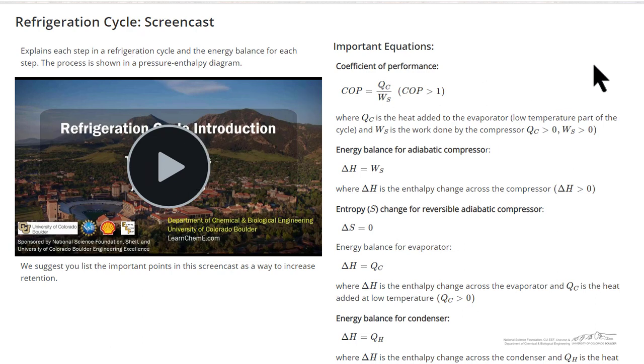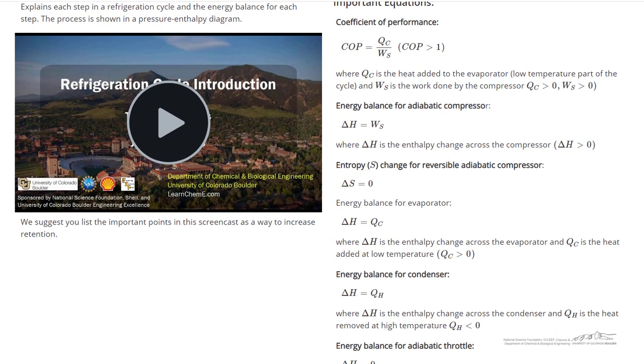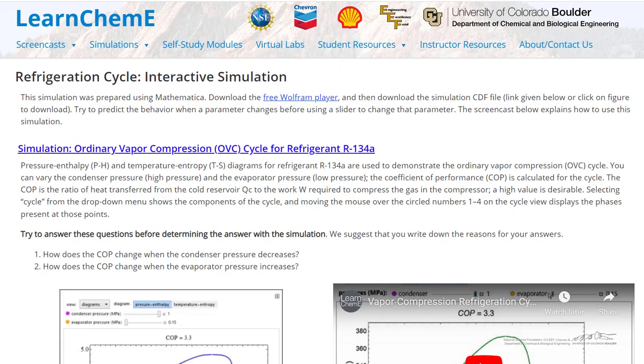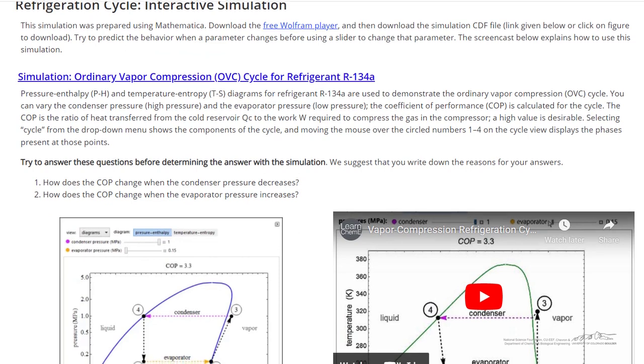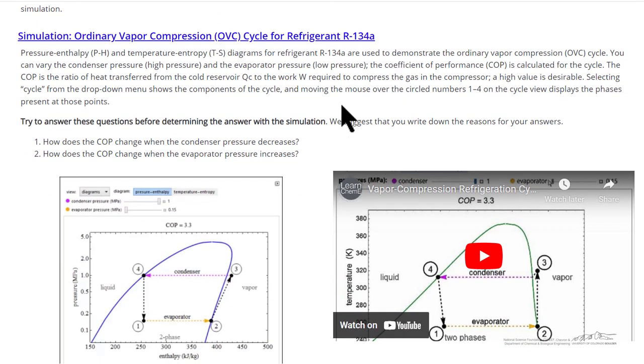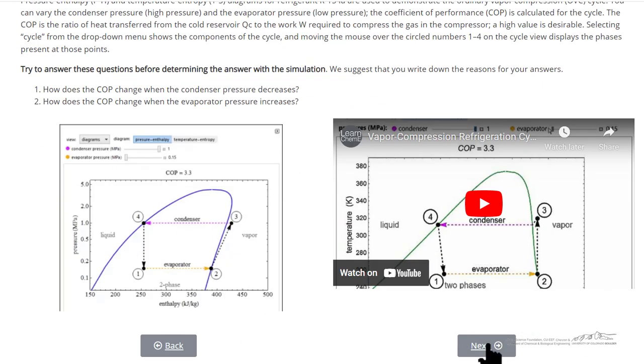And within these screencasts, for most of them there will be questions the students can answer within the screencast. And then on the right are the important equations as well as the terminology used for those equations. Most of the self-study modules have 2 screencasts, and the next page is an interactive simulation, in this case a mathematical simulation that is used with a free player, and a screencast that describes how to use the simulation, and some questions that students should try and answer before using the simulation.